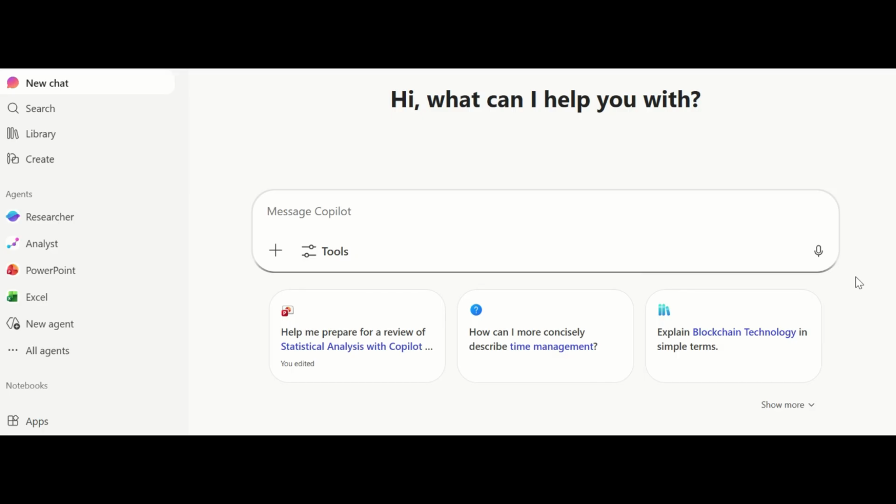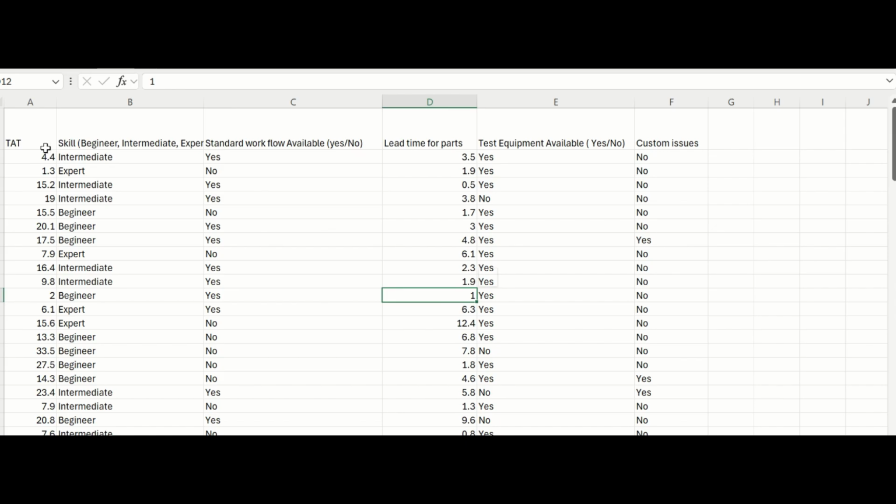I have data in my Excel sheet. I am going to put that data in Copilot and see how it functions. This data is on turnaround time. Then I have the skill of the engineers who are working there, for example, whether they are beginners, intermediates, or experts. Then I have the standard workflow, whether it is available, yes or no, and the lead time of parts, which is in number of days. Then the test equipment availability, yes or no, and customs issues, no or yes.